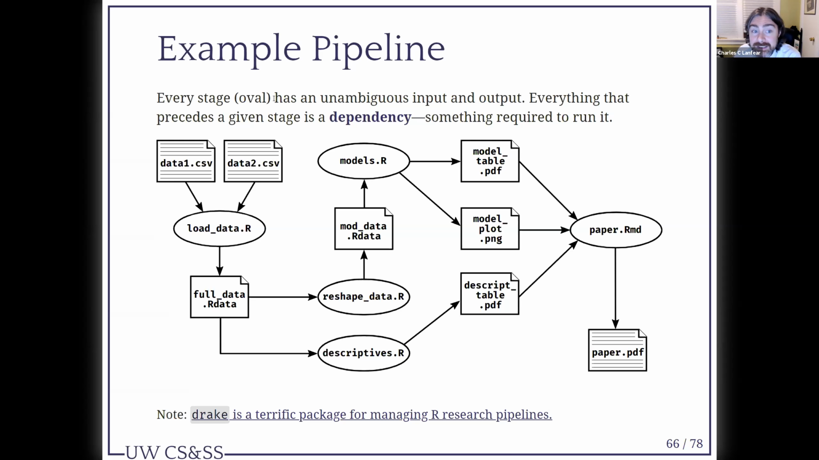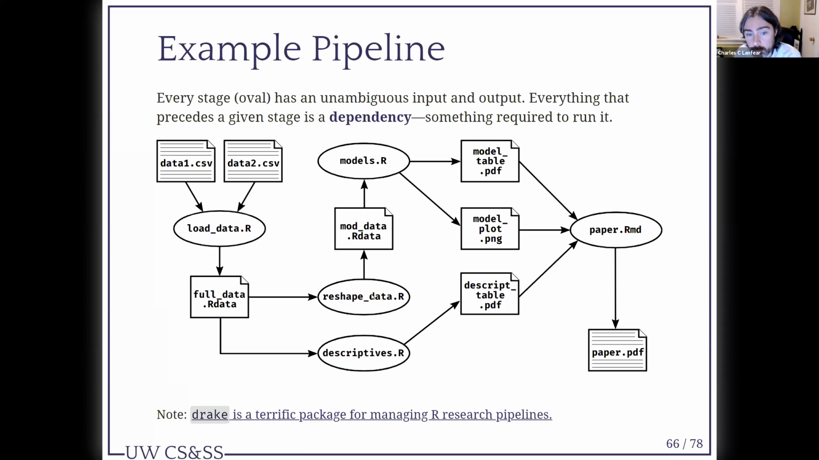So every stage of the project, the processing parts in this graph, are an oval, and then the data that are generated are these file-looking things. The idea is that you can take some unambiguous input, like these are your data files, your CSVs. You have a script that loads the data. It then puts out my full clean data. I have one script that generates descriptive statistics and generates a descriptive statistic table.